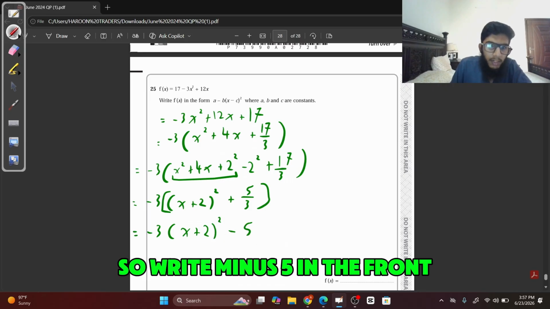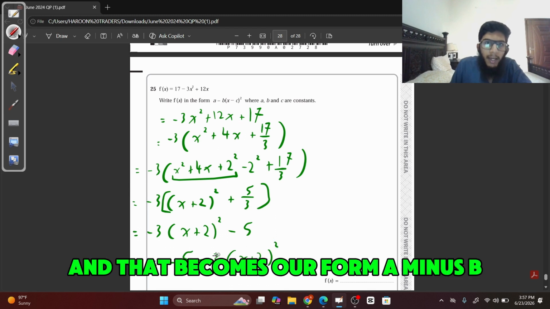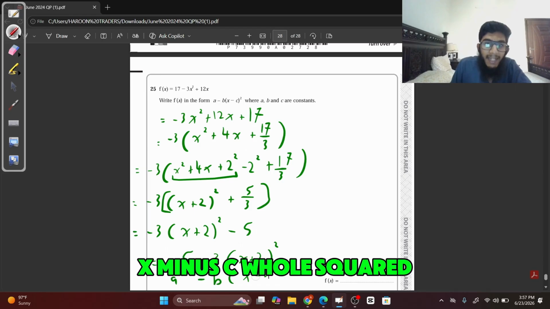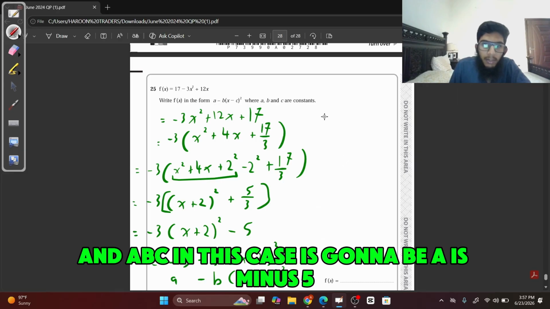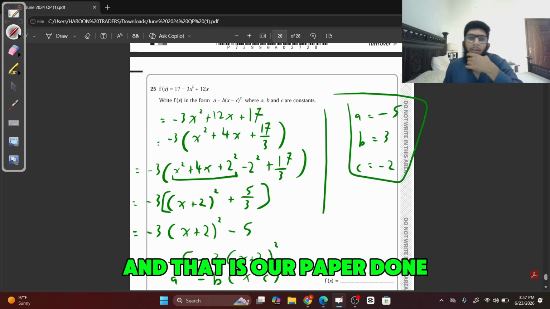You can rearrange it. So write minus 5 in the front, minus 5 minus 3 into x plus 2 whole squared, and that becomes our form a minus b, x minus c whole squared, and a, b, c in this case is going to be: a is minus 5, b is 3, and c is minus 2. These are our three values, and that is our paper done.